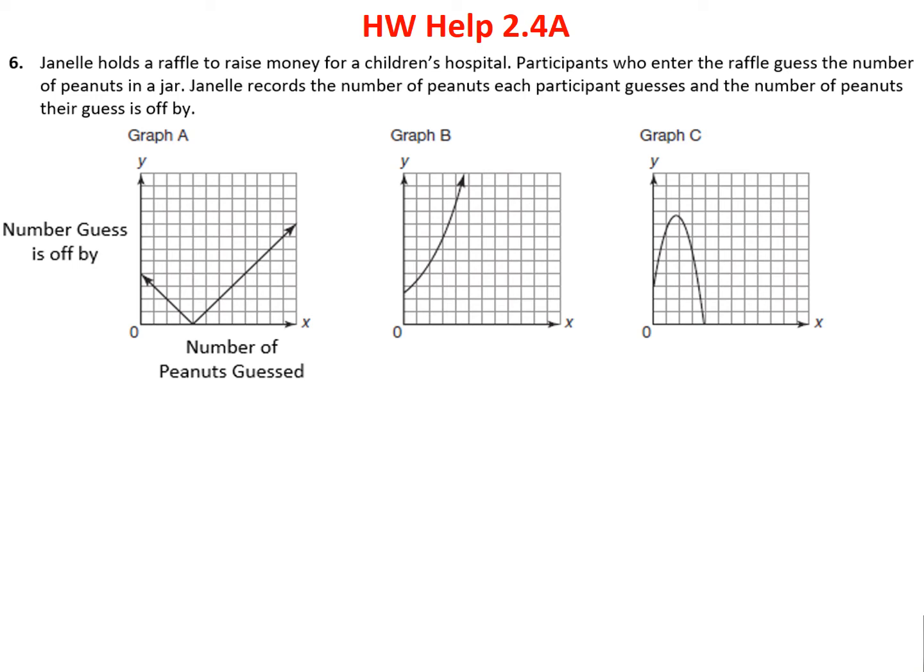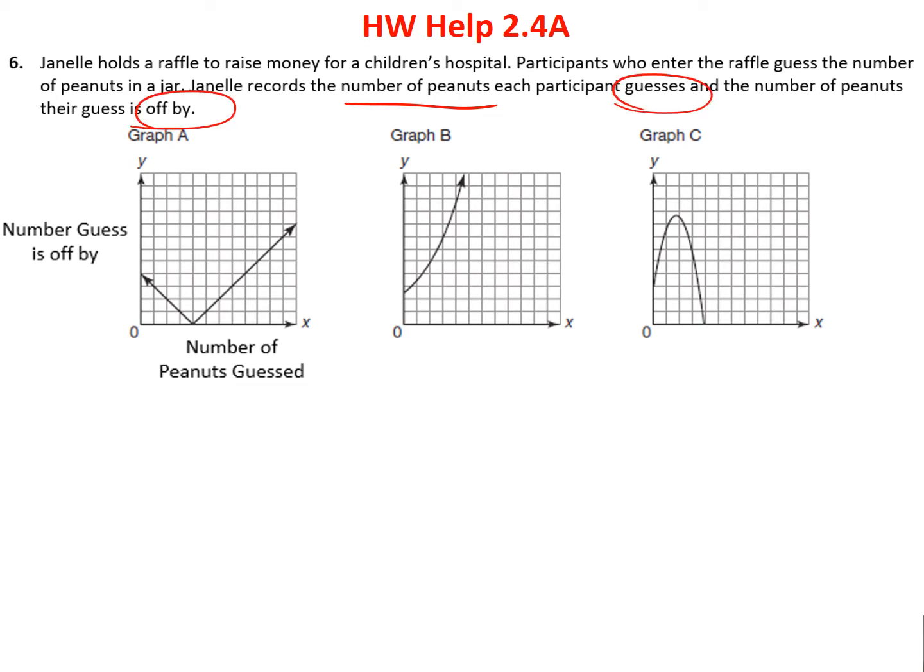Problem 6 says that Janelle holds a raffle to raise money for a children's hospital. Participants who enter the raffle guess the number of peanuts in the jars. She records the number of peanuts each participant guesses and the number that they're off by.